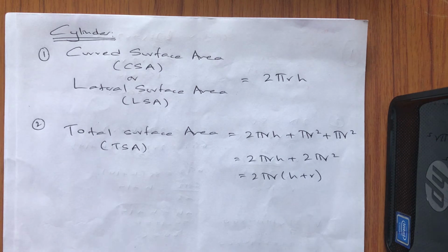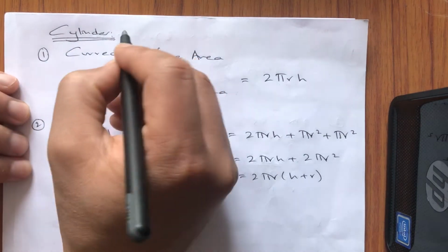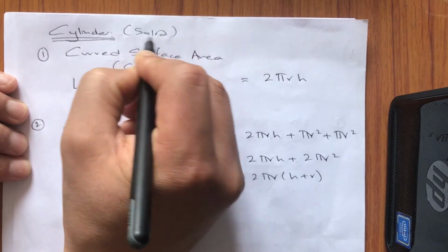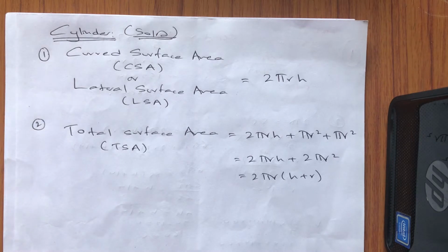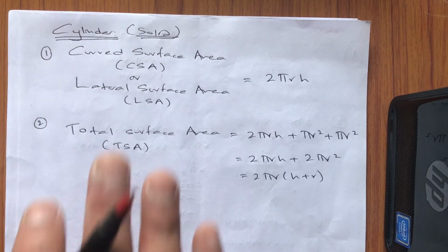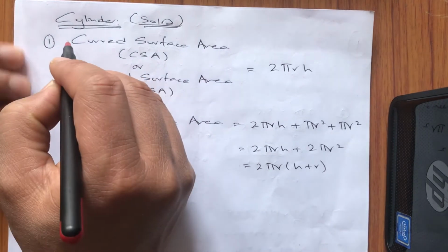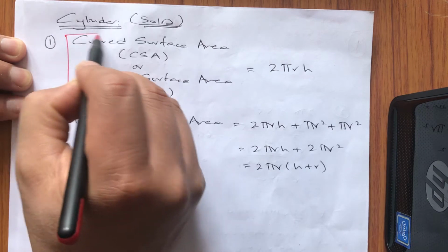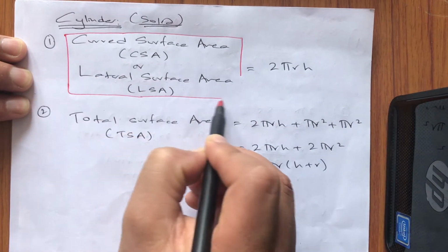So right now there are two types of areas that we have for a cylinder. We're talking about a solid cylinder, not a hollow one; we'll be talking about that later, maybe in the next tutorial. So there are two types of areas that we have for a cylinder. One is called your curved surface area, also known as your lateral surface area. Curved surface area or lateral surface area means the same thing.